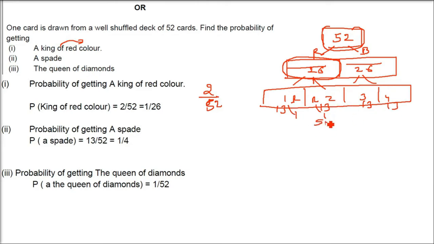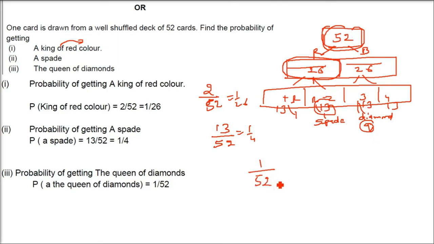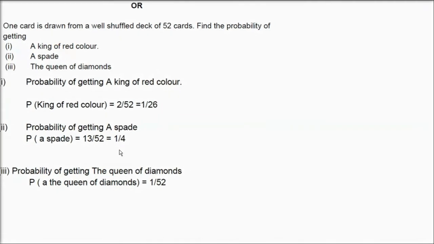What is a spade? Now as I said, in these 4 partitions, 13 spades are there, 13 diamonds are there. So 13 divided by 52. Favorable cases 13, total 52, 1 by 4 is the answer. Coming to the queen of diamonds. Diamonds is one more partition, and only 1 queen will be there. As I said, this 52 is divided into 4 parts, and everyone will have their own king and queen. So only 1 queen will come, and in all there are 52 in total. So 1 by 52 is the answer.